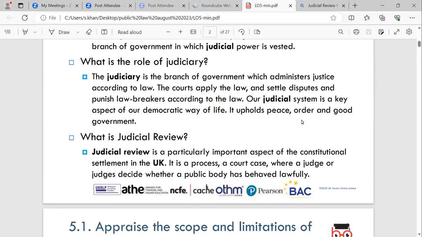Our judicial system is a key aspect of the democratic way of life. It upholds peace, order and good government in the UK. What is judicial review? Judicial review is a particularly important aspect of the constitutional settlement in the UK. It is a process, a court case where a judge or judges decide whether a public body has behaved lawfully or not.